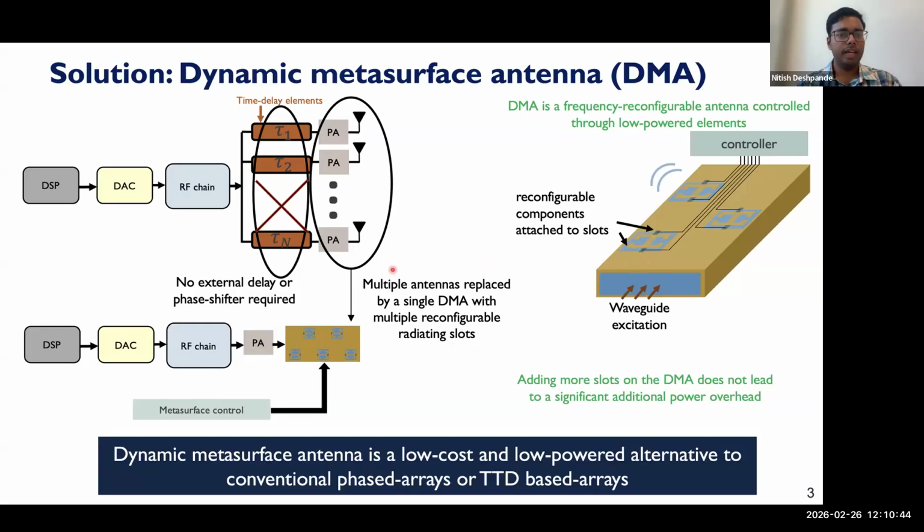In comparison with the time delay architecture, where we put time delays on every antenna, in a DMA architecture we do not need to put some device on every antenna. There's a single antenna, which is the waveguide structure, and this single antenna itself has multiple slots. So we can easily scale the number of slots on this waveguide without any significant additional power overhead. So DMA is envisioned as a low cost and low power alternative to the conventional phased arrays or time delay based arrays.